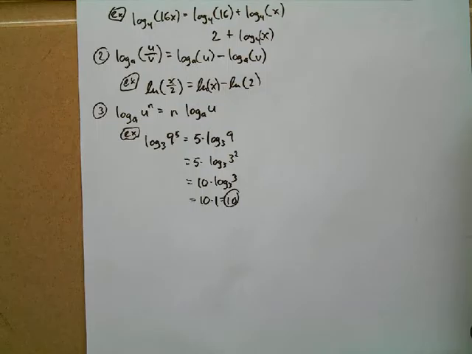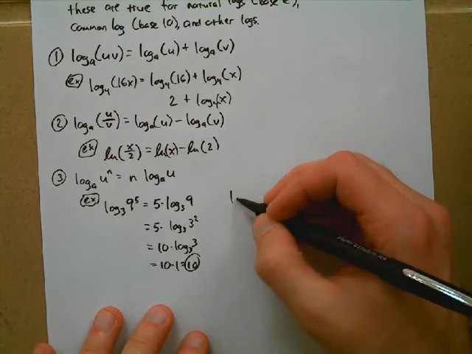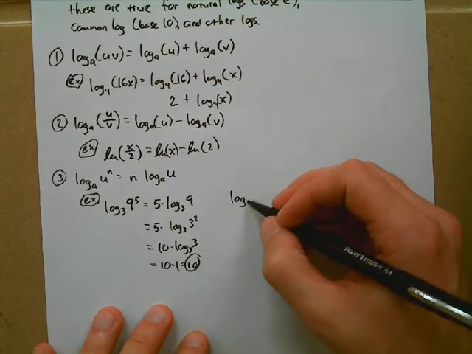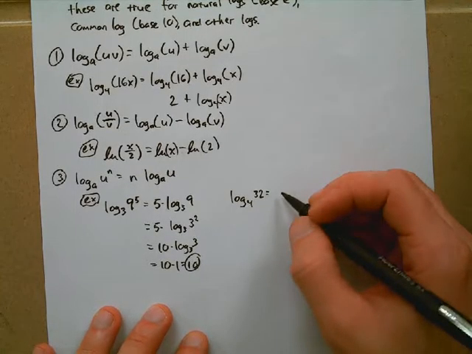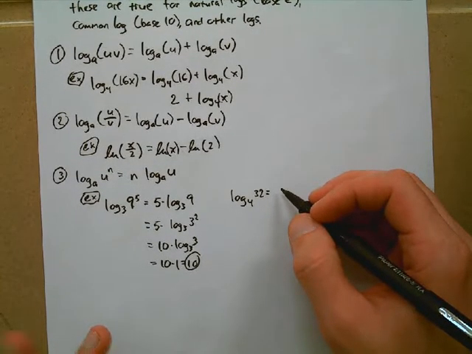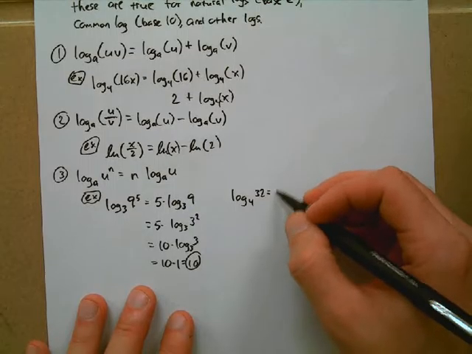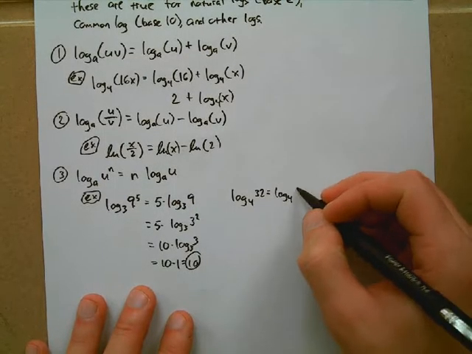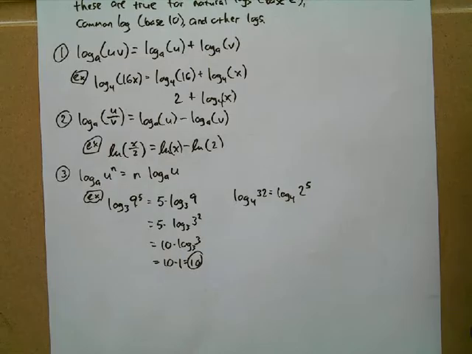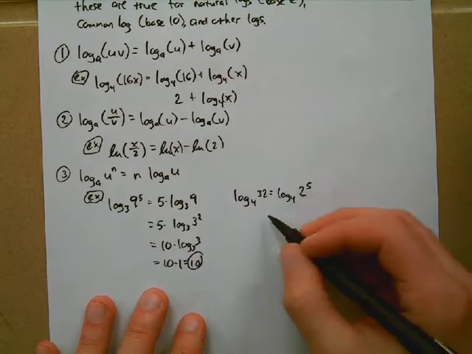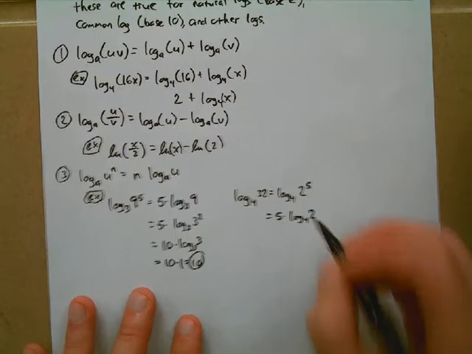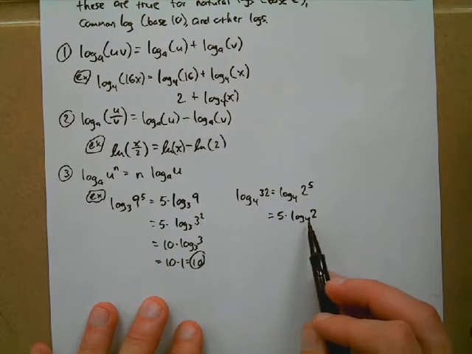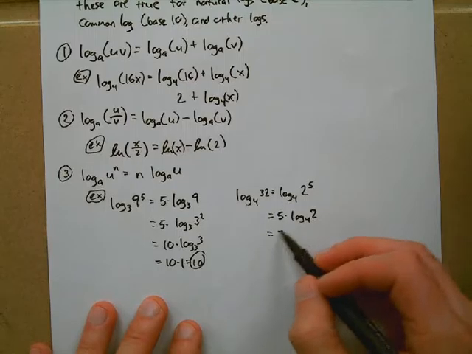Likewise, I could do something like log base 4 of 32. Well, 32 is 2 to the 5th. So I can move that 5 out front, making it 5 times log base 4 of just 2. And 4 to what power gives us 2? Well, it's 1/2, so it's 5 times 1/2, or 5/2.